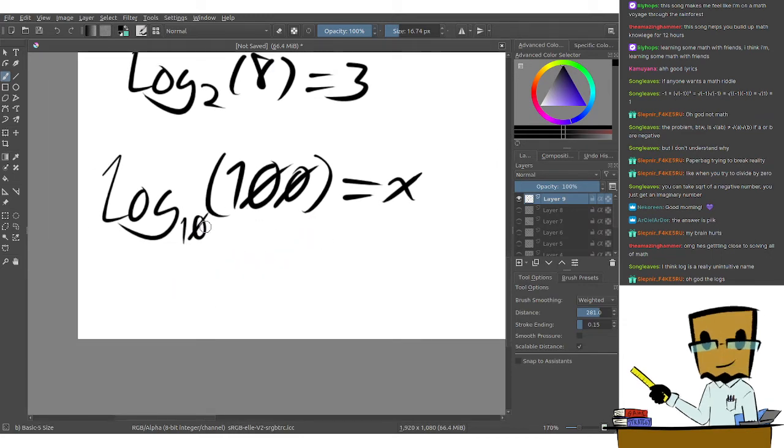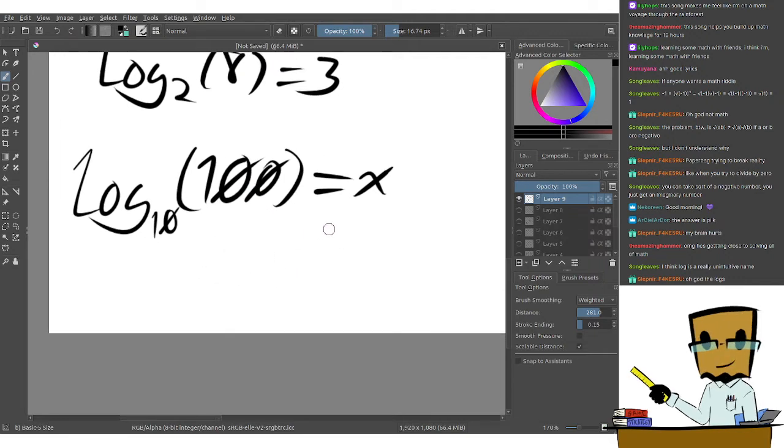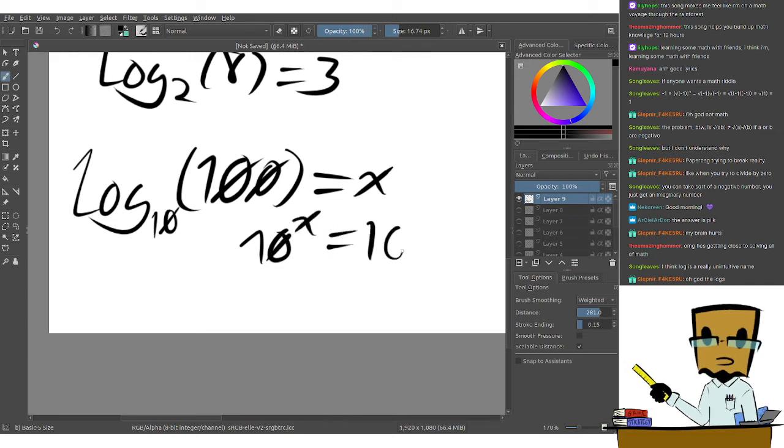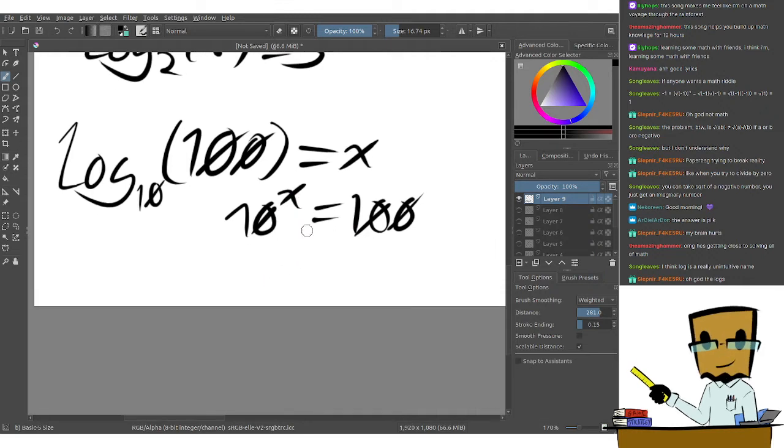So 10 goes into 100 two times, so that equals x. I might as well write it out the fun way: 10 to the power of x equals 100, which is 10 times 10. Just add another zero. There we go.